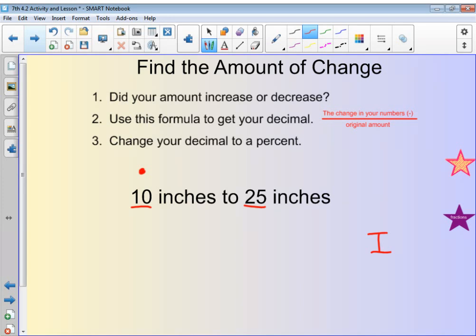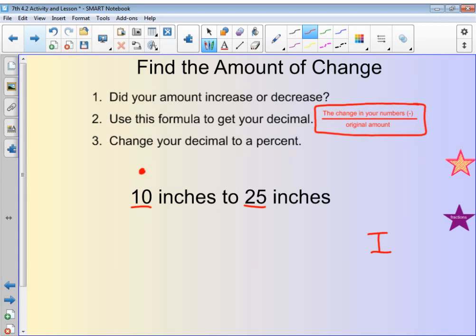Then we're going to use this formula. We're going to find the change in our numbers. Now, your hardcover book uses something that's slightly different. I believe it says in there, let me peek really quick. The formula they use is to take the original amount and subtract the new amount.